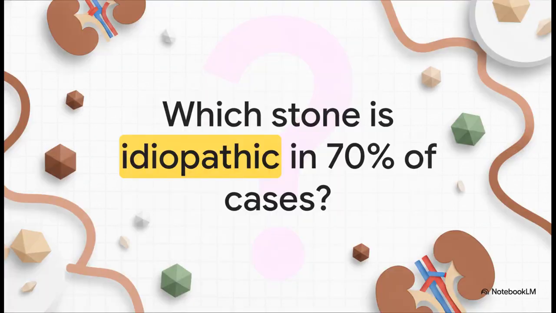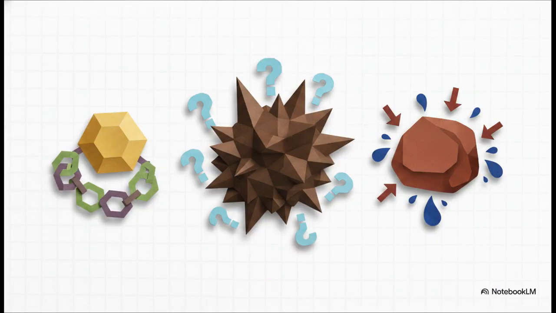Next up, we know nephrolithiasis can follow all sorts of metabolic and environmental pathways, but in which primary kidney stone variant is the underlying cause classified as completely idiopathic in up to 70% of documented clinical cases? It's A, calcium oxalate stones. These account for up to 85% of all kidney stone cases.